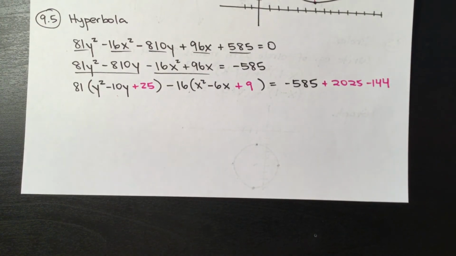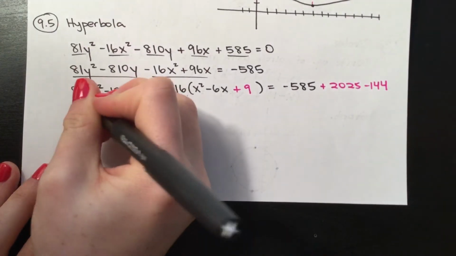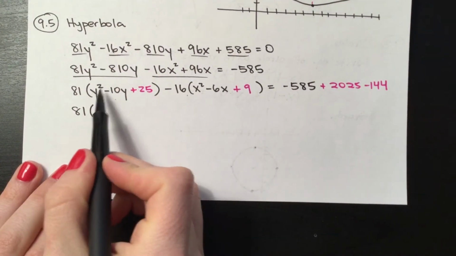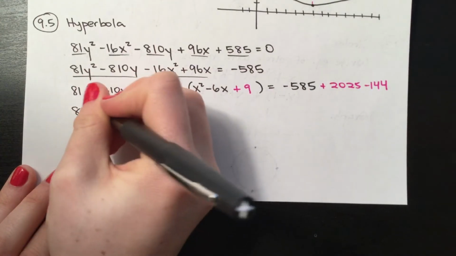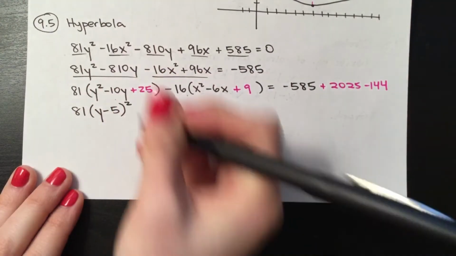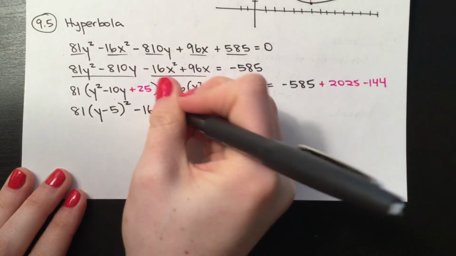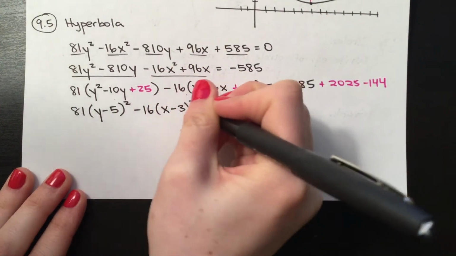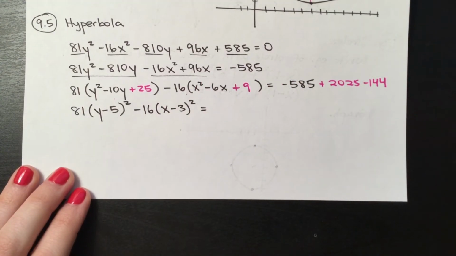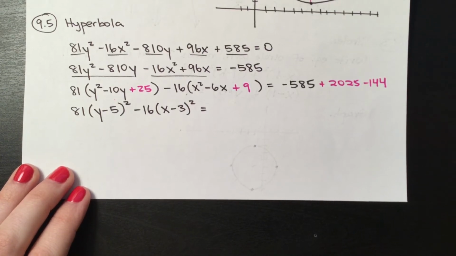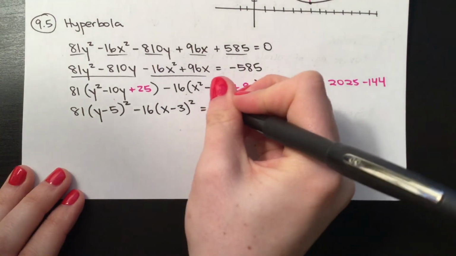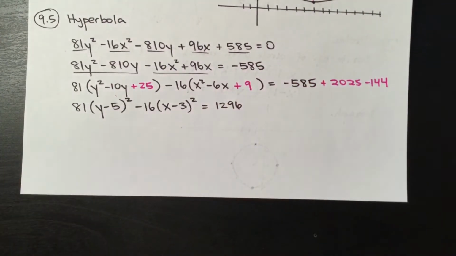We're going to combine up all these numbers. So this is now 81 out front. This will factor down: y minus 5, y minus 5. So write it as y minus 5 squared. Then -16 right here. This factors to x minus 3, x minus 3. Equals, I'm going to type all this in. So we have -585 plus 2025 minus 144. And that ends up being 1,296. Big numbers here.